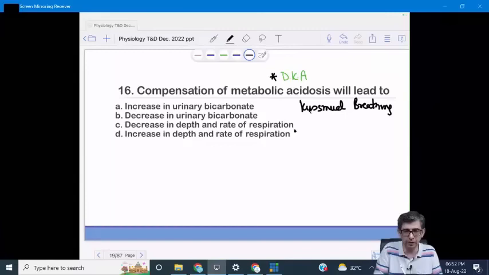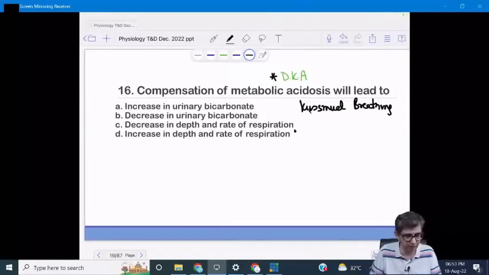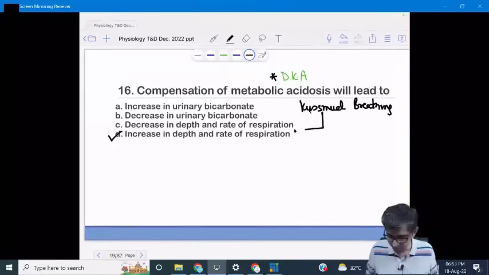When I say the word hyperventilation, yes, I think only one person answered this one. I think it was a relatively easy one, so maybe that's the reason you did not. The correct answer for question number 16 is option D, increase in the depth and the rate of respiration, because the body is trying to cause a development of respiratory alkalosis.